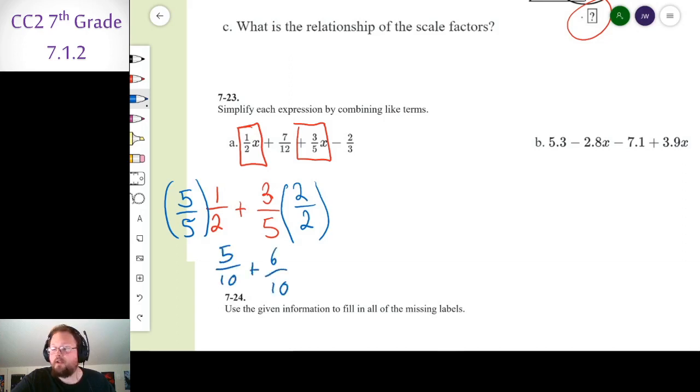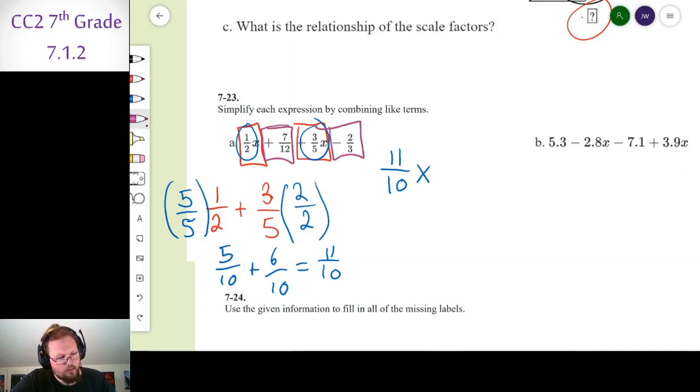You have 5/10 plus 6/10 gives me a total of 11/10, but this was caring about x's, so this is 11/10 of an x. And it's fine, it's just a weird thing. And then you're going to repeat this process for 7/12 minus 2/3.